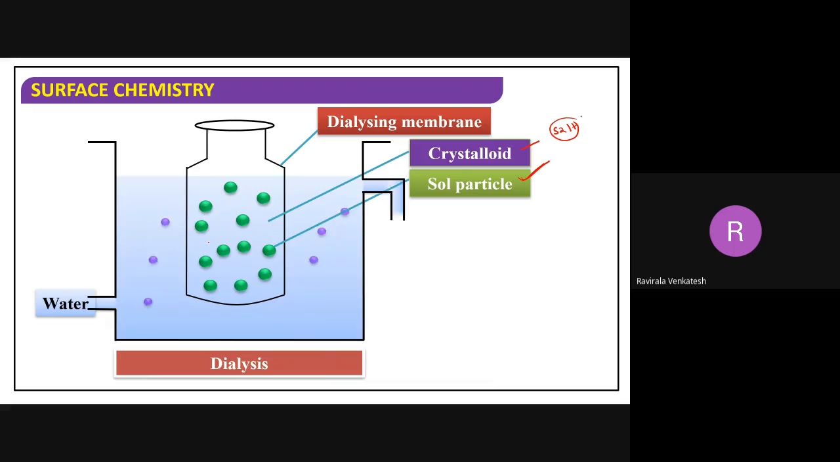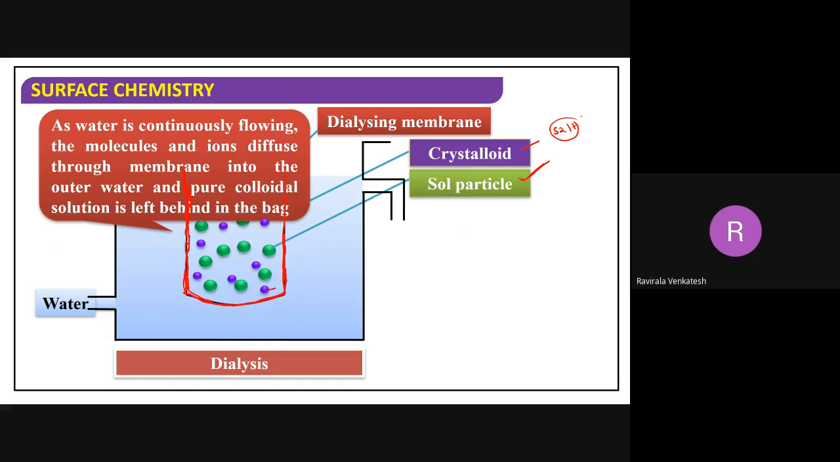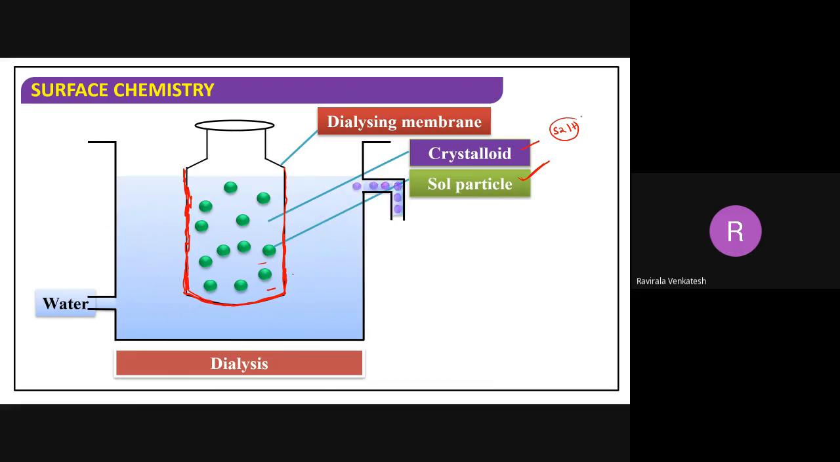Now, what is the meaning if you observe here? This is the membrane. This membrane allows only small sizes to pass, because the minute holes are there. So the large colloidal particles cannot pass through the minute holes. Only the minute particles can pass through this membrane. So definitely the small particles are passing through.